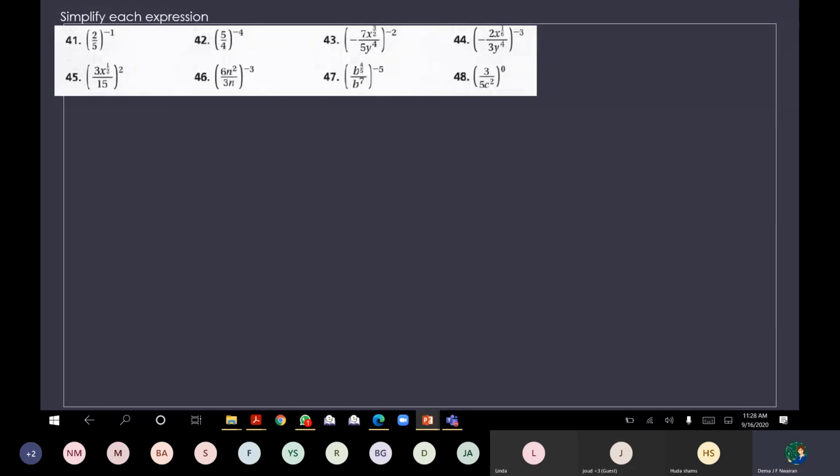So simplify now each expression. Here, let's do number 43. In number 43 here, as you see, here we have... Which page, teacher? I switch page. 500 and something.